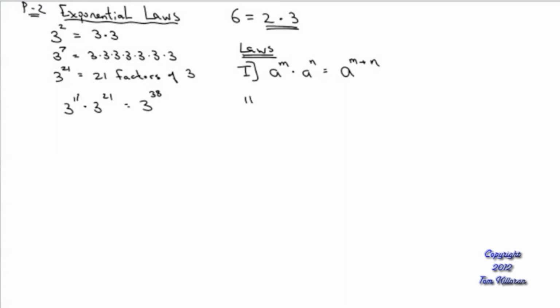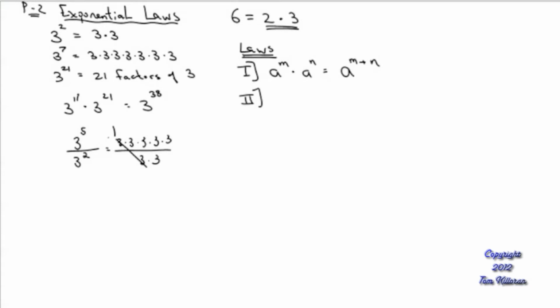Law number two, before I get into it, if I have 3 to the 5th over 3 to the 2nd, this is 3 times 3 times 3 times 3 times 3 over 3 times 3. 5 factors of 3 over 2 factors of 3. What happens here? I want you to say the word. What happens to these threes? Cancel. What property is cancel? An inverse first, because that becomes one, and then one times whatever becomes the identity. Remember, if you say the word cancel, it's inverse identity.